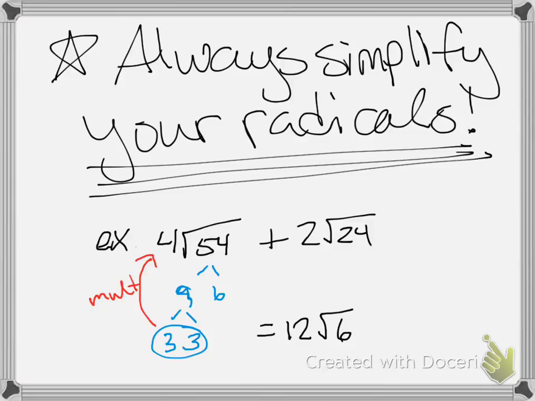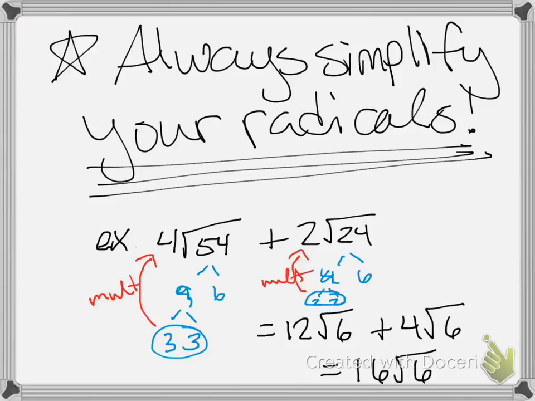Let's do the same thing with 24. We break apart 24, and it gives us 4 and 6. 4 breaks apart to 2 and 2. The pair of 2's multiplies times the 2 outside. And you get plus 4 square root of 6 because you have the 6 left over, which gives you a final answer of 16 times the square root of 6, because 12 plus 4 is 16.